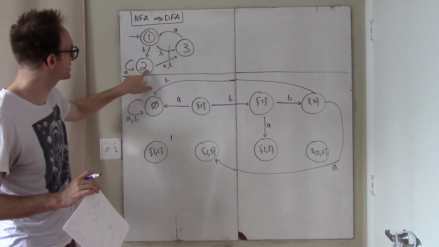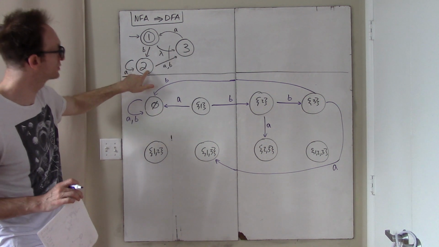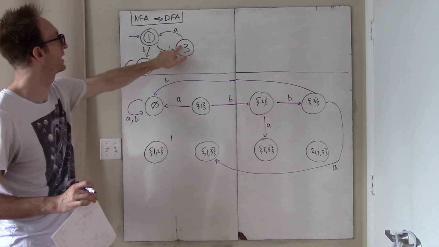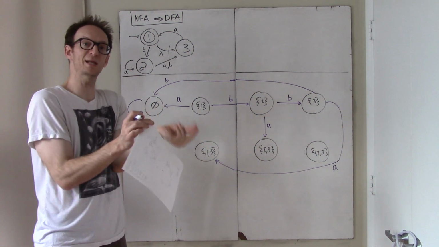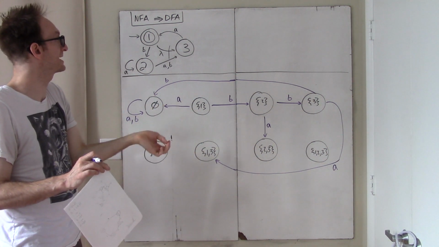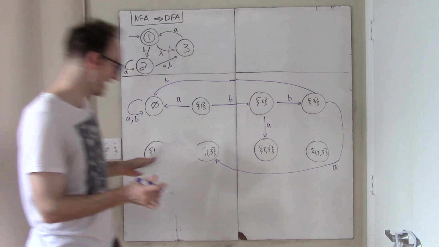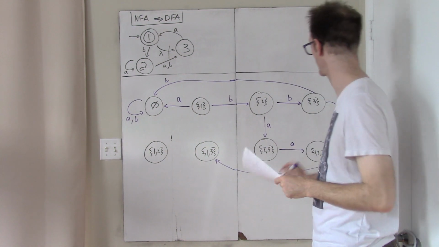Well, if I'm in state 2 and 3, and I read an A, well, if I'm in state 2 and I read an A, I go to 2 and also 3. But if I'm in state 3 and I read an A, I go to 1 and also to 3. In other words, if I'm in 2 and 3 at the same time and I read an A, I end up in all 3 states. And so, from state 2, 3, I transition with an A to state 1, 2, 3.